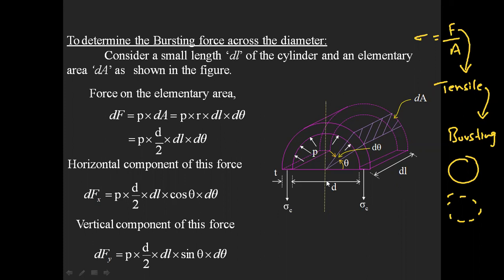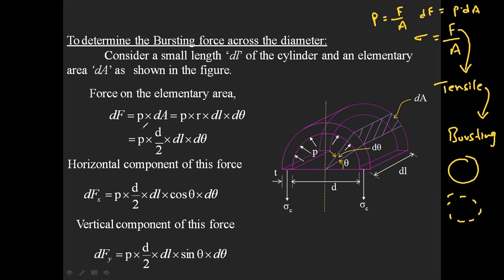We can calculate the total bursting force. So what is dF here? dF is equal to P into dA. Pressure is equal to force by area. I told you that pressure and stress are the same. So P is equal to force by area. As it is an elemental area and an elemental force, dF is equal to P into dA.